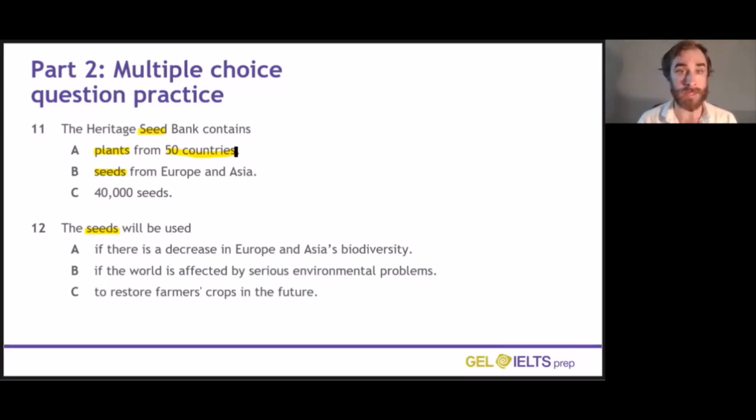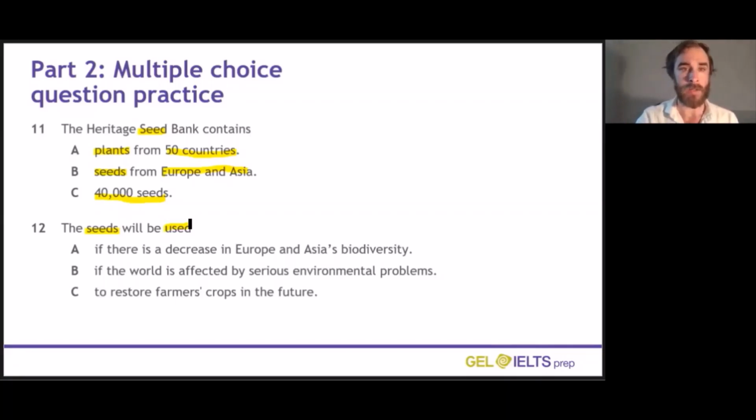In B, we have seeds, and seeds from specifically Europe and Asia. In C, again, we have another number. We want to be careful with this, make sure it really is talking about 40,000 seeds and not something else. Let's look at question 12. Question 12 talks about the seeds being used, so it's about the purpose of having these seeds.